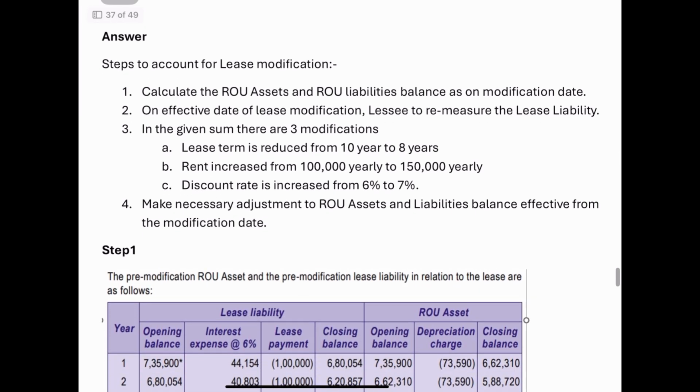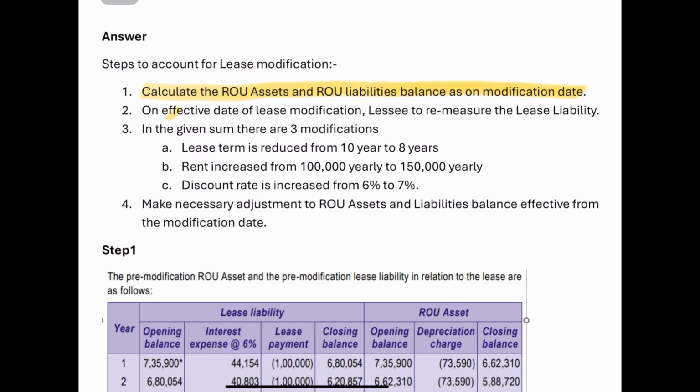Okay, so generally for lease modifications you have to follow 4 steps. For any example you have to follow 4 steps. Step 1, calculate the ROA asset and liability as on the date of modification. So based on the original term, what is the ROA asset and liability balance as on the modification date? So in this example we have to calculate the ROA asset and liability balance at the end of 5 years or at the beginning of the 6th year. That's the modification date.